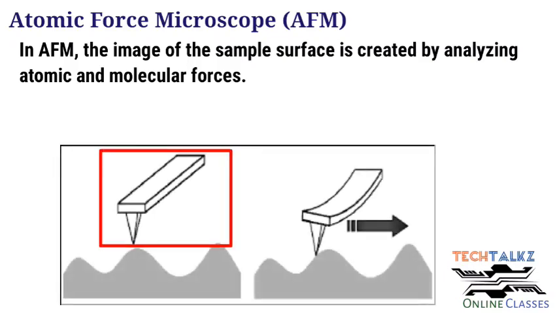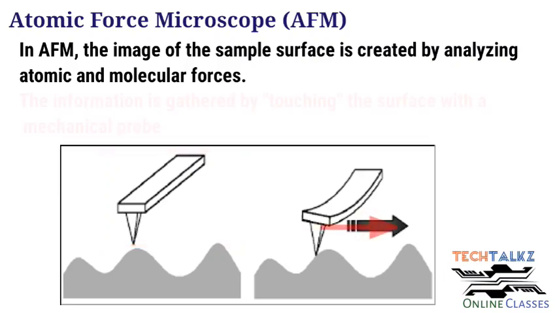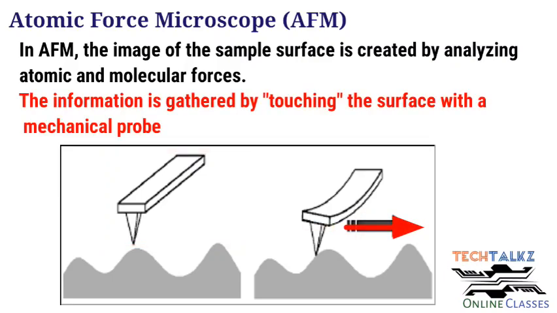In AFM also, there is a probe. Actually, it is a cantilever beam with a sharp tip at the free end of the beam. And the tip will be moved very slowly through the surface of the sample. As it moves through the sample, since the surface is rough, it will move up and down. That means the cantilever will oscillate based on the structure of sample.